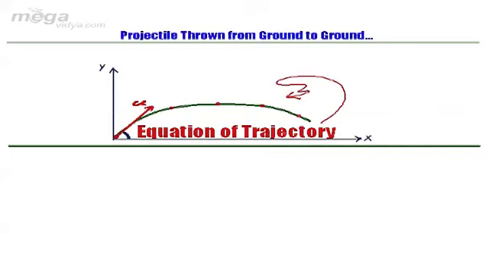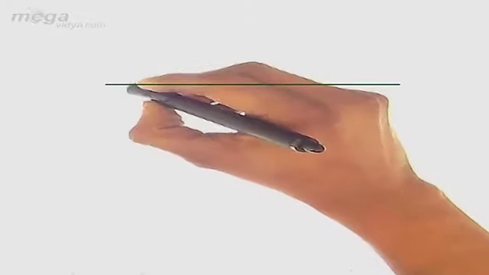Projectile thrown from ground to ground, equation of trajectory means we are talking about the relation between x and y. Here in the equation of trajectory, we will achieve the equation of its path, meaning y is a function of x. We are considering a very basic situation in which a projectile is thrown from ground to land again on ground. Say the path followed by the projectile is this one.